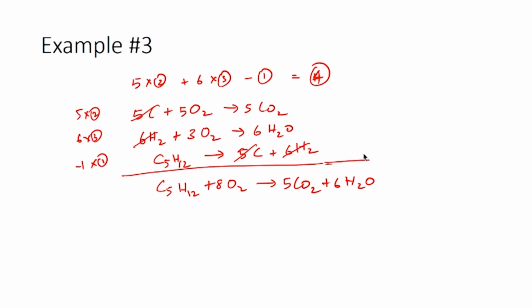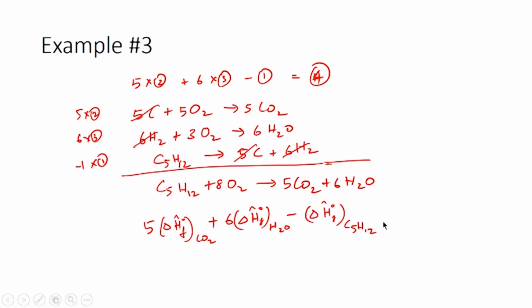So, using Hess's law, what you have is 5 times the heat of reaction for reaction 2, which would be the heat of formation of carbon dioxide, plus 6 times the heat of formation for water liquid, minus the heat of formation for N-pentane, which is exactly what we did based on the equation that was given. So, if we were given the heat of formation for carbon dioxide, water and N-pentane, we can calculate the heat of reaction for the reaction of interest.